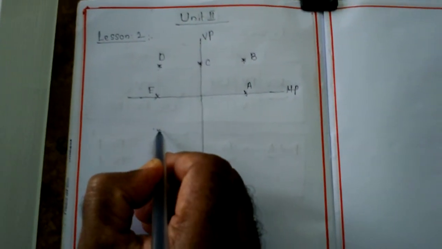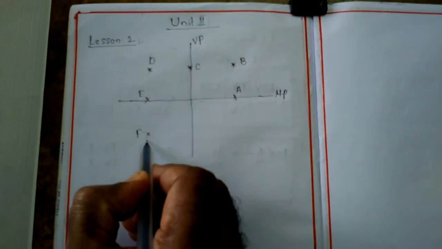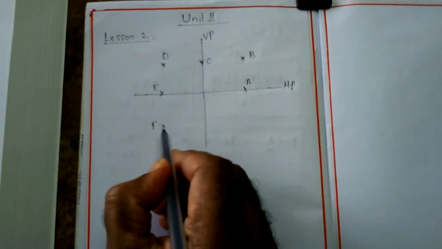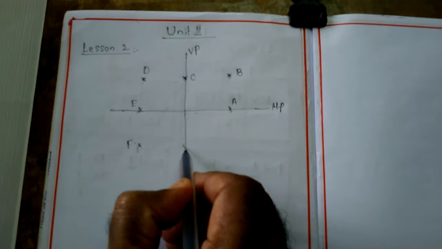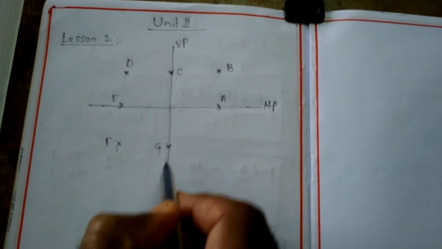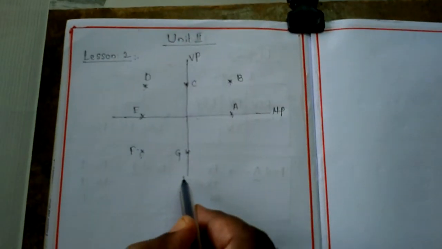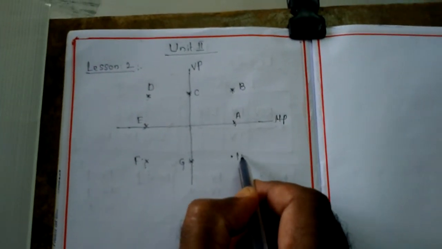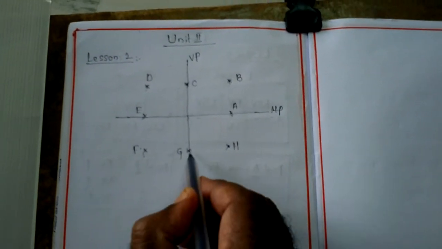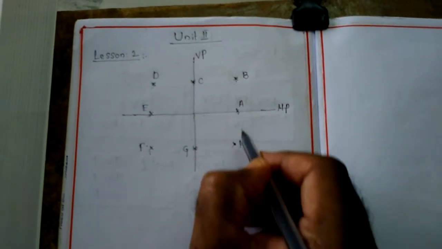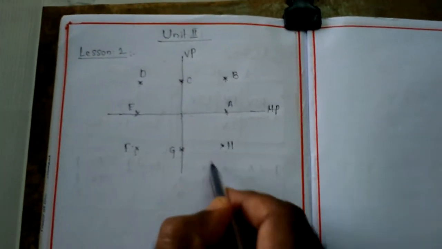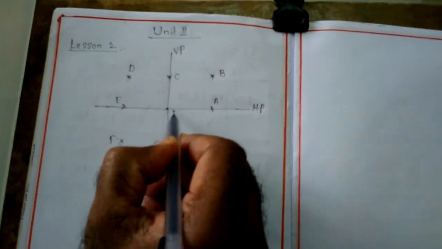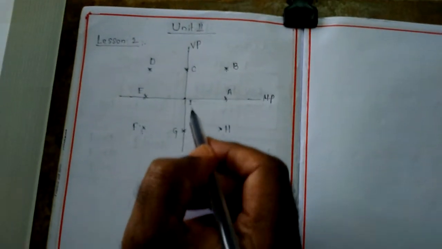Suppose the point is here, F. This is in the third quadrant. That's why this is below HP and behind VP. Suppose the point is here, G. This is on VP and below HP. Suppose the point is here, H. This is in front of VP and below HP. This is the fourth quadrant. Suppose the point is here, I. This is on HP and on VP.